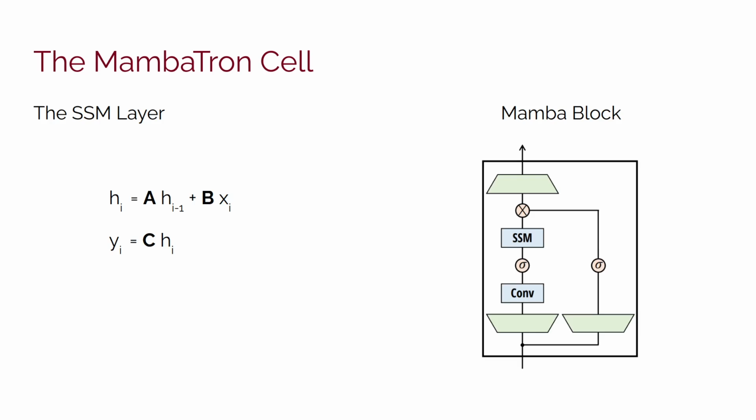So an SSM layer tries to solve two linear equations. X is the input sequence, Xi is the ith input state, H is the latent state as described before. A, B, and C are basically the parameters of the SSM. B and C are dependent on the input, so Bi and Ci depend on Xi, whereas A is a square matrix.